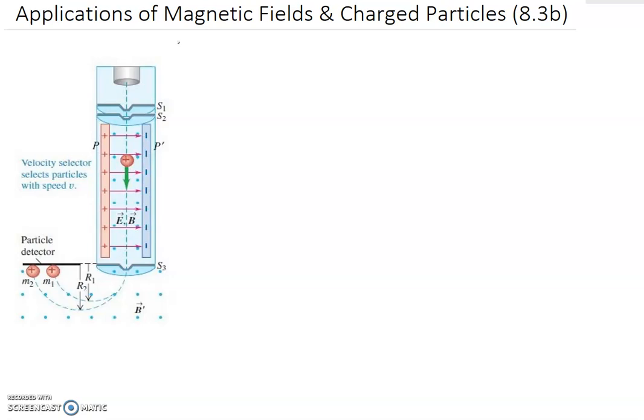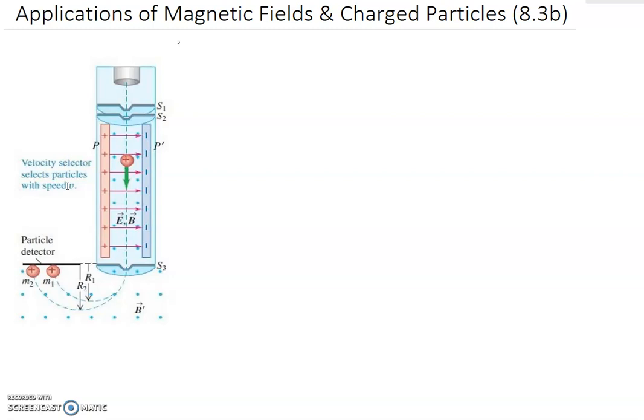In today's video we're going to be looking at applications of magnetic fields and charged particles. What you see in front of you is a picture of a mass spectrometer. What happens is electrons fire out of this electron gun and then they go through what's known as a velocity selector, and we're going to talk about how that works. And then eventually they enter into this part where there's a magnetic field coming out of the page, and depending on how big they are, they actually bend at different radii. We're going to look at how that works as well.